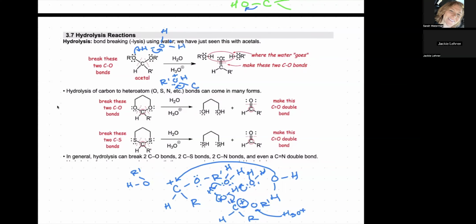So this oxygen did not come from either of these. That's an important thing to know. This oxygen here is completely different. It came from your solution.